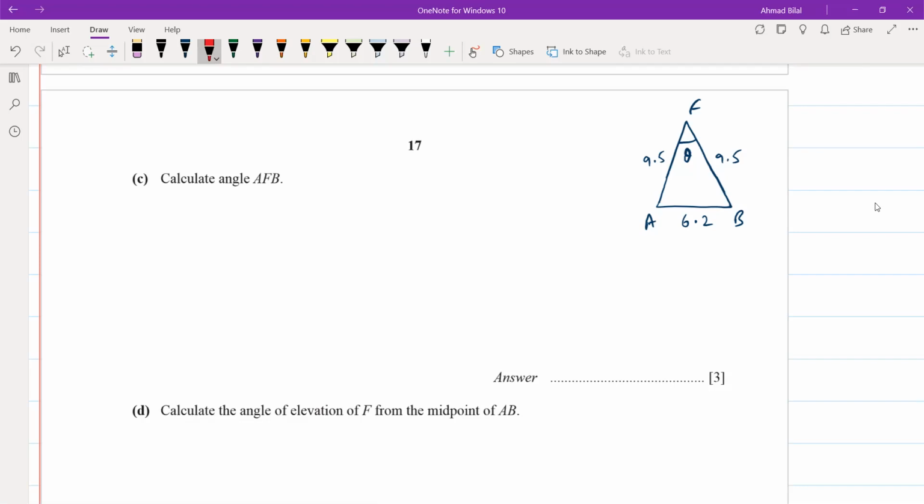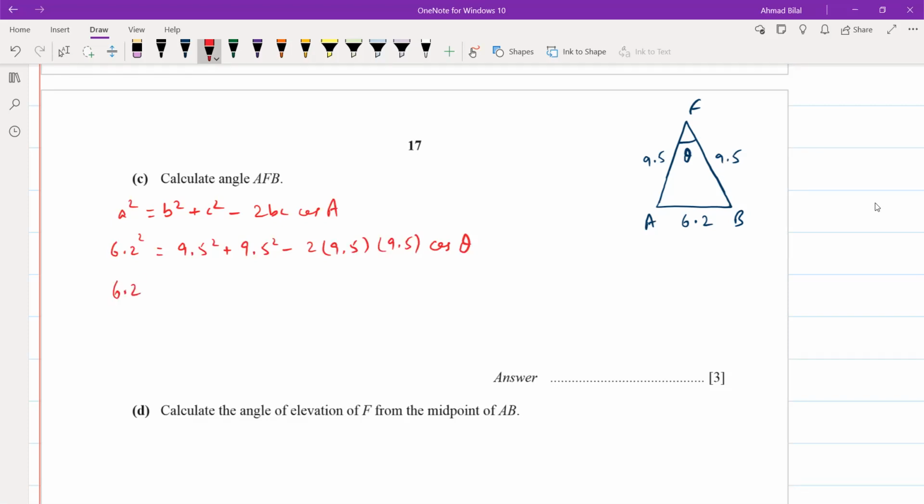ठीक है? Cosine rule क्या होता है? It's a square equals b square plus c square minus 2bc cos of A. Remember, जो side यहाँ पे left पे होती है, उसके opposite angle you have here. So the angle that we want to find, उसके जो opposite side होगी, that is going to come on the left side here. So that's 6.2 का square. That's equal to 9.5 का square plus 9.5 का square minus 2 into 9.5 into 9.5 into cos of that theta, जो आपको figure out करना है. ठीक है?